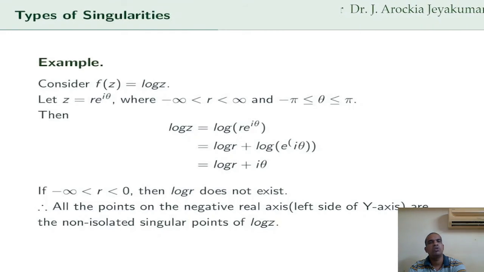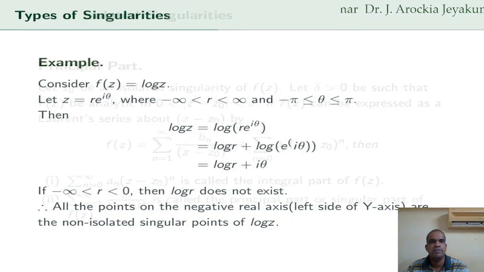Consider function f(z) is equal to log z. Let z equal to r e^(i theta), where r is varying from minus infinity to plus infinity and theta is varying from -pi to pi. Then taking log on both sides, log z is equal to log of r e^(i theta). Applying the operations on logarithm on the right hand side, we can have log r plus log of e^(i theta). From this we can have the next line log r plus i theta. If the value of r lies between minus infinity and 0, the log r does not exist. Therefore, all the points on the negative real axis, that means the left side of the y-axis, are called non-isolated singular points.